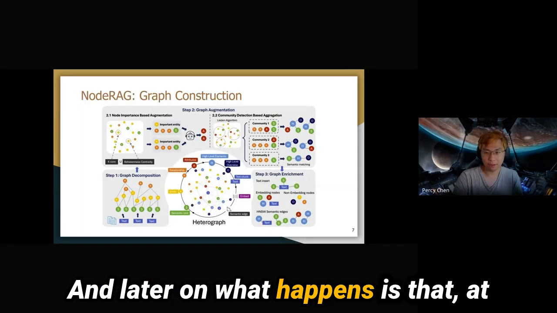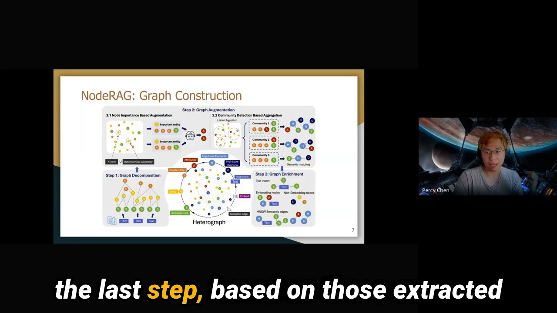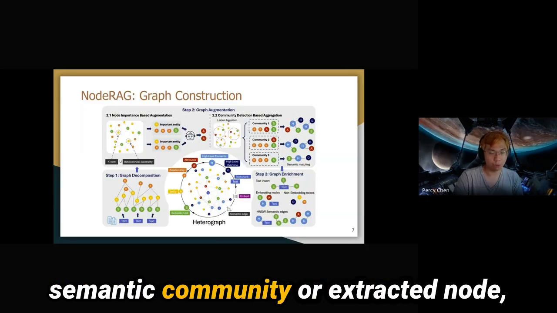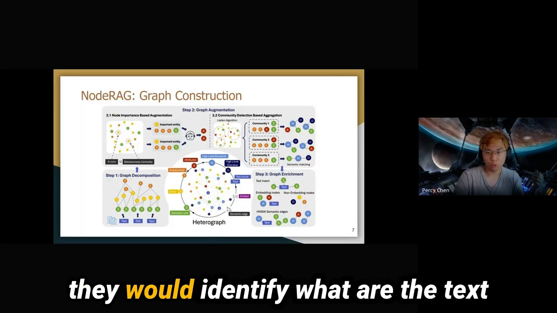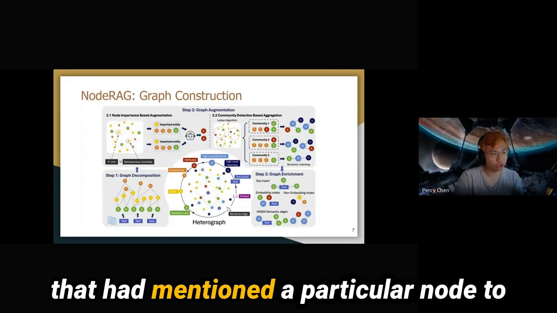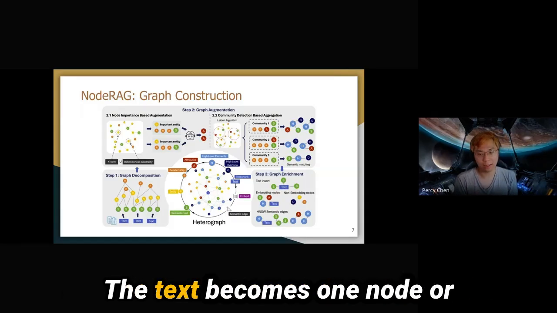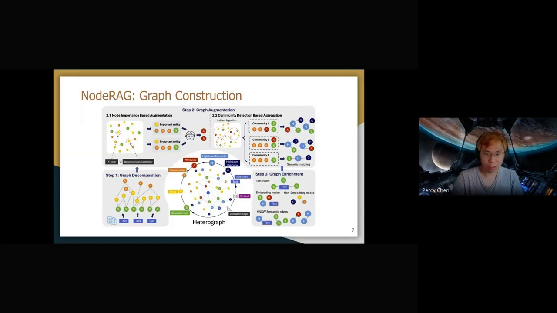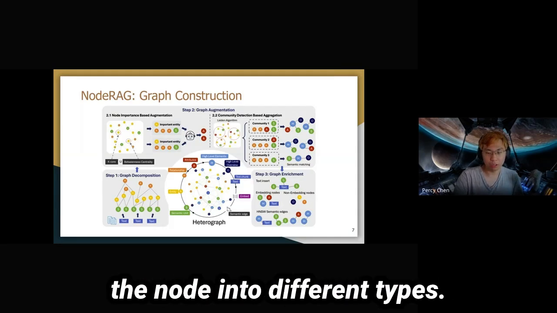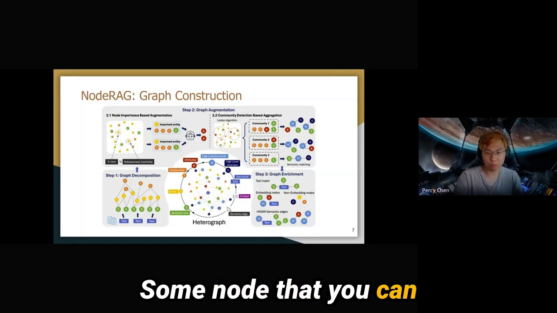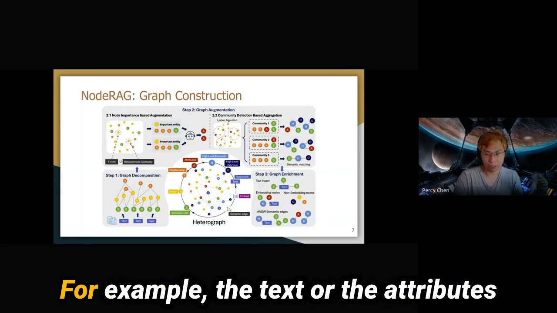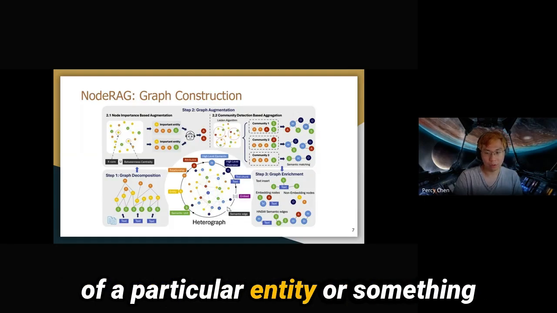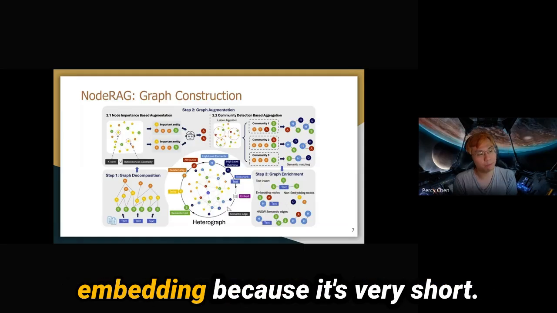And later on, what happens is that at the last step, based on those extracted semantic community or extracted node, they would identify what are the texts that mention a particular node. They add the text as one part of the graph. The text becomes one node or one type of node in the graph. And later on, they can separate the node into different types. Some node that you can produce an embedding on top of it, for example, the text or the attributes of a particular entity, or something that maybe you don't want to produce embedding because it's very short.